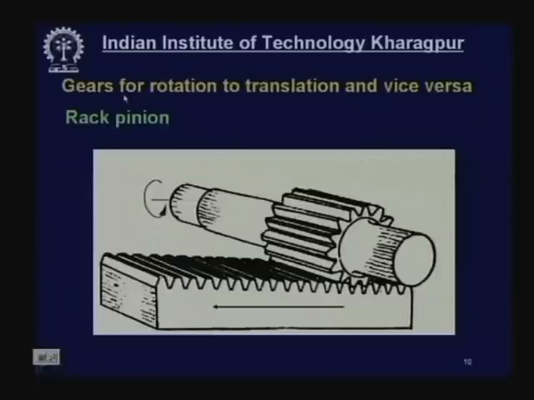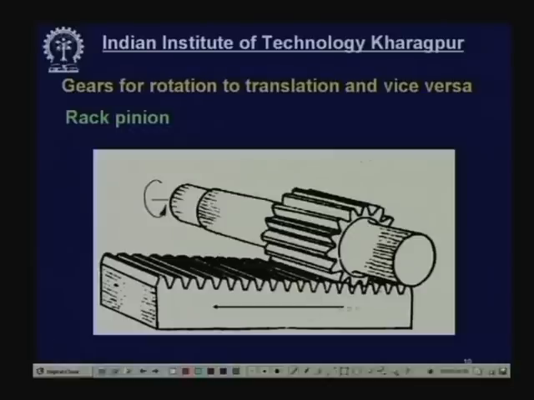Till now we have said that gears are used to transmit rotation between shafts, but sometimes gears can also be used to convert rotation to translation or vice versa, from translation to rotation, rotation to translation. For example, rack and pinion. Here this is a rack. Rack means a gear with infinite diameter, so it becomes flat, and this is a pinion or a gear.